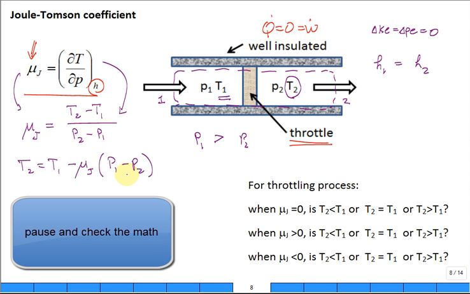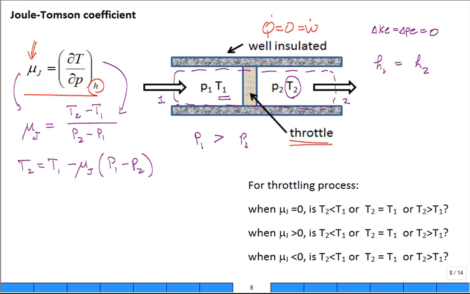I'm going to pause. I want you to look at that algebra. Give me a thumbs up if you agree I did not make an error, or suggest some correction. You see what I did was I knew that this is a negative delta P right there. P2 is less than P1, so I wanted to get rid of that negative delta P, so I switched to P1 minus P2. Make sense?